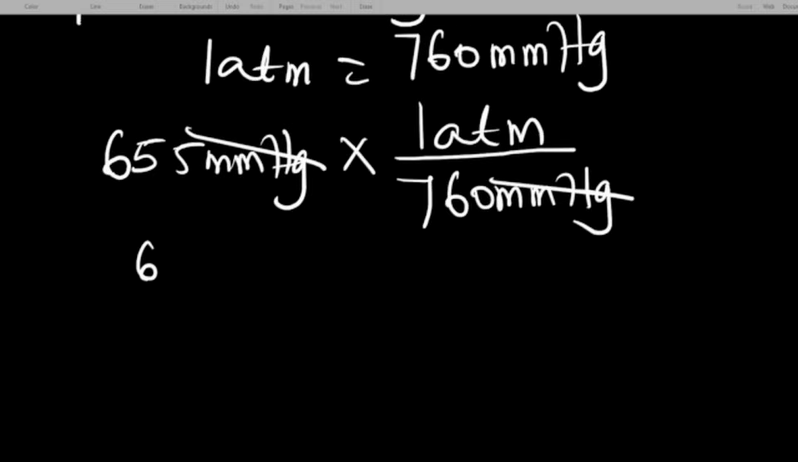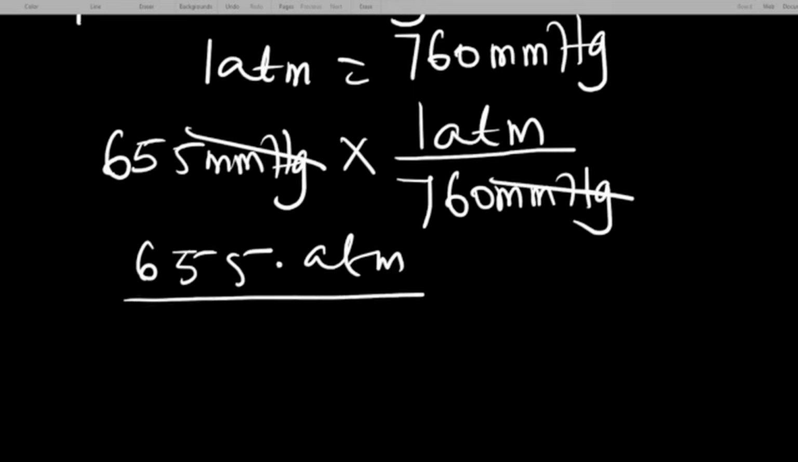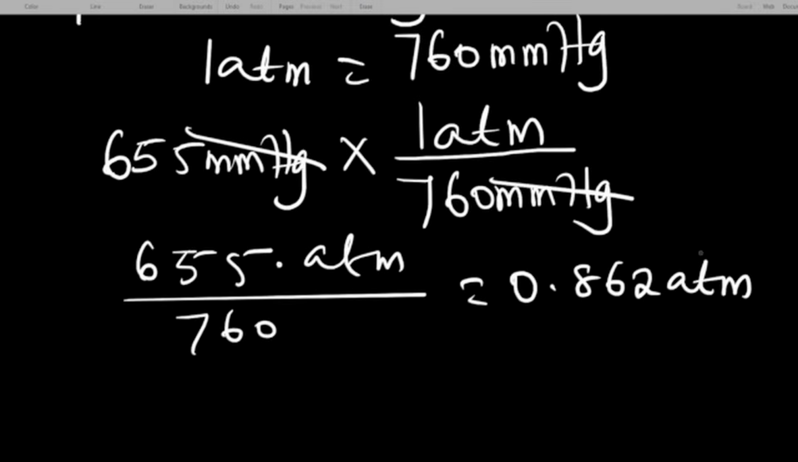So we have 655 times ATM, then over 760. Remember, we've cancelled out the mmHgs. So let's now divide 655 divided by 760. This is giving me 0.862. So this is equal to 0.862 ATM. Now we've converted this.